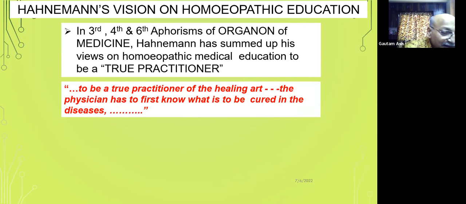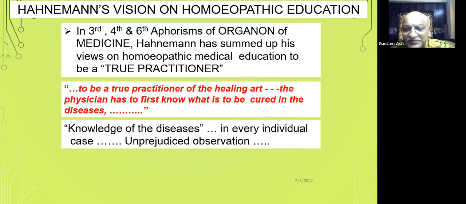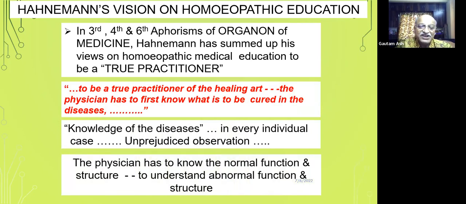That means the diagnosis of the case, the stage it has taken, the form and the structure it has taken, the change in the structure. So, knowledge of the disease in every individual case by unprejudiced observation. The physician has to know the normal function and structure to understand the abnormal. This is very important.